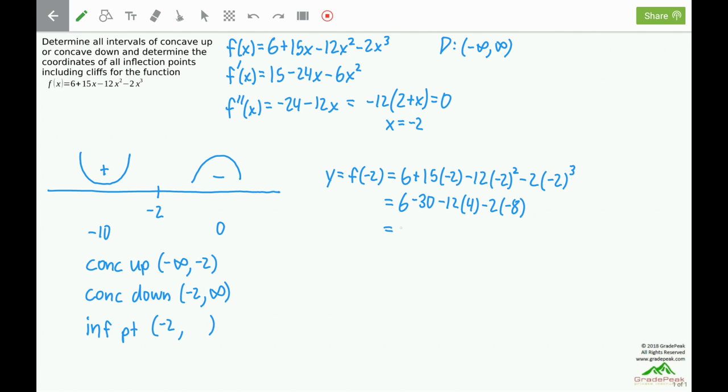So we have 6 minus 30, which is a negative 24. We have a minus 12 times a 4, which is a negative 48. And then we have a negative 2 times a negative 8, which is a positive 16. Negative 24 minus 48 is a negative 72, plus 16 is a negative 56. And that'll be the corresponding y-coordinate. So we have one interval of concave up, one interval of concave down, and we have an inflection point occurring at negative 2, negative 56.